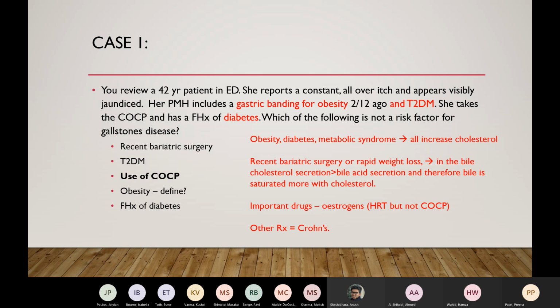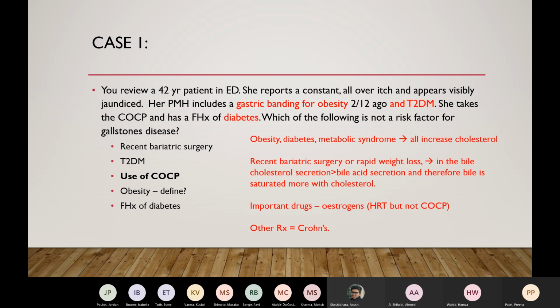Bariatric surgery or rapid weight loss also does that, but the reason is because you go from a state of having high cholesterol secretion to not a high cholesterol secretion, and your proportions go off. So you aren't taking in as much fat and you're not eating as much, so you don't need as many bile acids after a meal, but the cholesterol is still there. It takes a lot longer for the cholesterol to get cleared. So then suddenly the proportion of cholesterol to bile acid in your bile has tipped, and it becomes more saturated. Does that make sense?